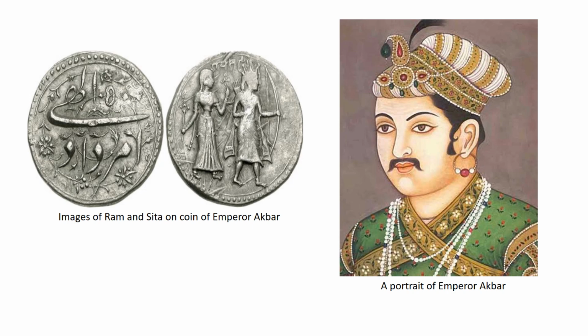Okay, so this coin, we read, is a coin which has the image of Ram and Sita. So this coin is from Emperor Akbar's era. You can see the portrait of Emperor Akbar on the right hand side, right? ये image दिया है वो Emperor Akbar है. Alright.